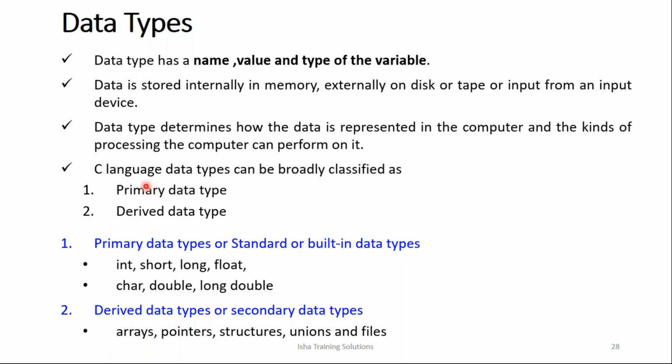Mainly, C language data types can be broadly classified into two types: primary data types and derived data types. Primary data types are predefined data types. The derived data types are also predefined, but you can change the variable size as much as you want. That is what we will see in the coming slides.